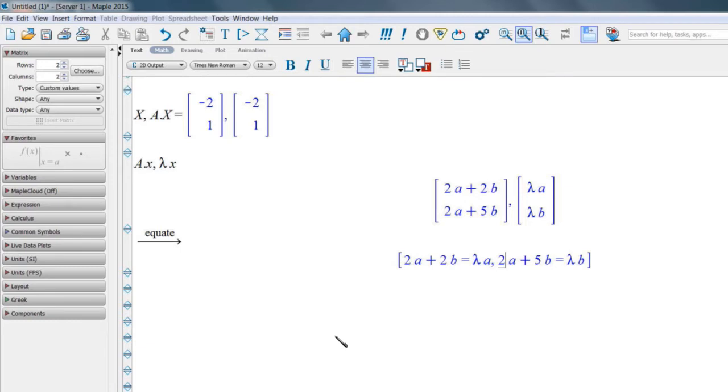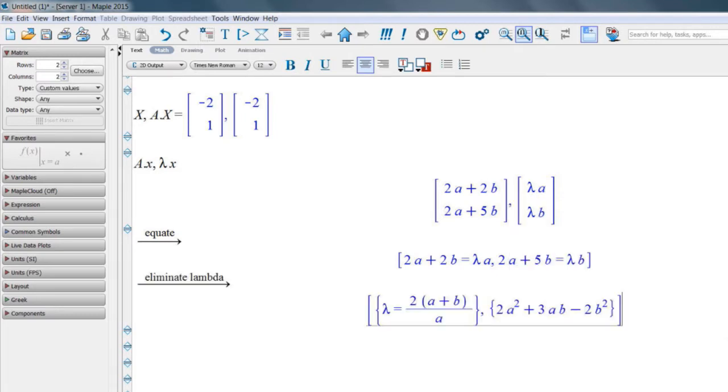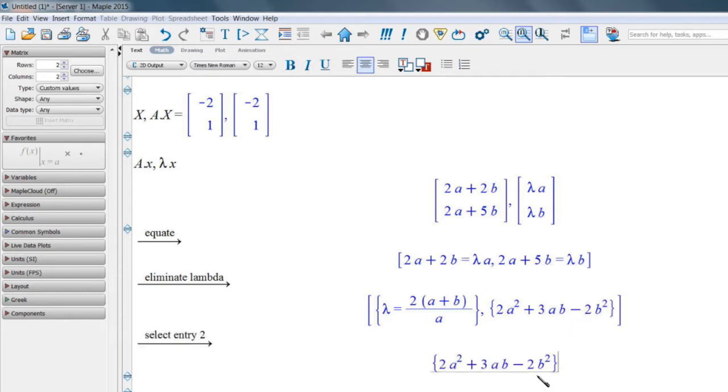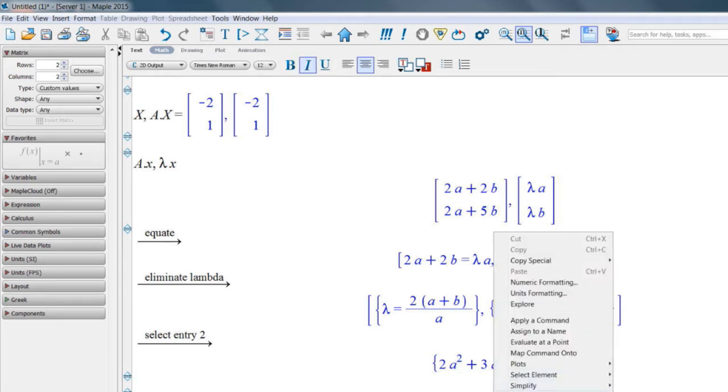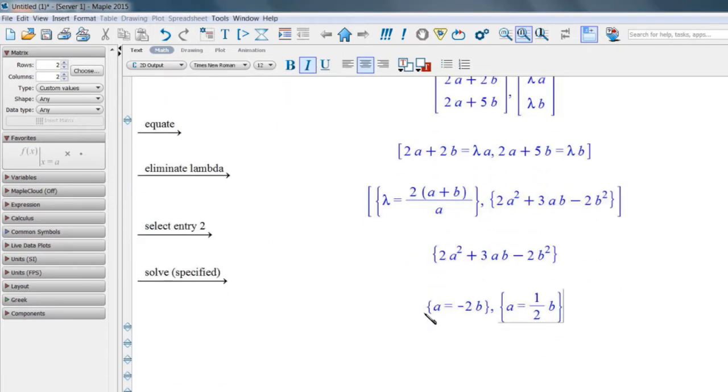Well, I think it's time to solve these equations. So the way we can solve these equations is to eliminate lambda and select the equation that's left after we eliminate lambda. So we select item number 2. This is equal to 0. Maple doesn't put it, but it understands that that's what you want. Let's solve this for A. It'll be A in terms of B. 2 solutions. This one we already got.